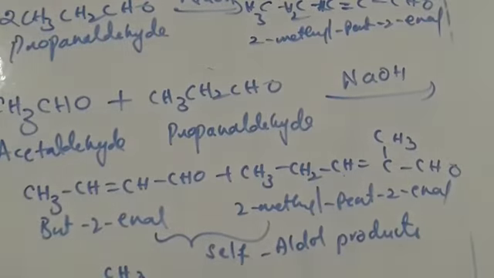Okay? And these are the normal products which are called self-aldol products. Along with self-aldol products, we also get cross-aldol products. So what are self-aldol products here? But-2-enol and 2-methyl-pent-2-enol. And cross-aldol are 2-methyl-but-2-enol and also pent-2-enol. Okay? So this is a very important reaction, cross-aldol condensation. Next reaction is Cannizzaro reaction. Okay? Next reaction, Cannizzaro reaction.